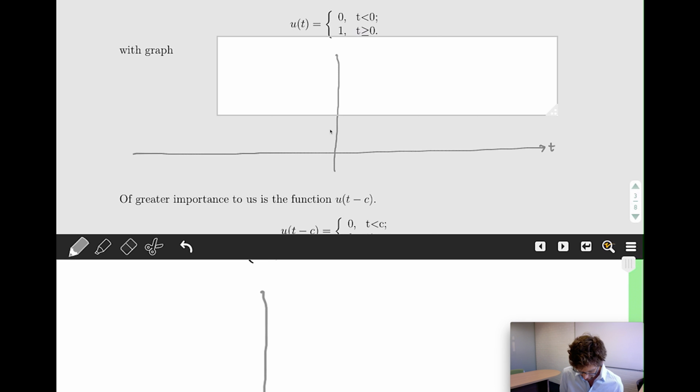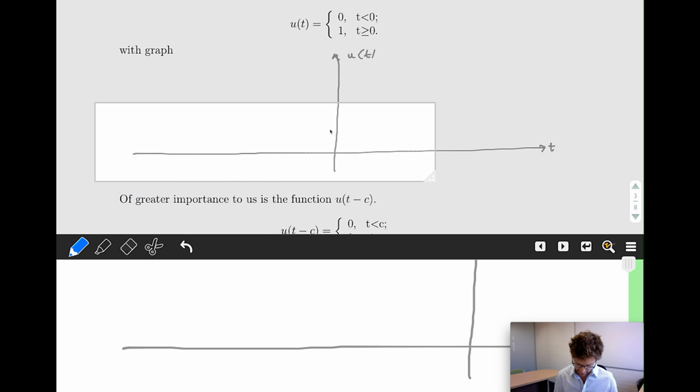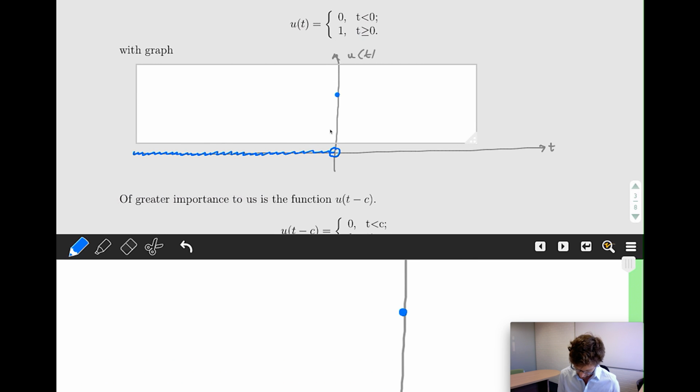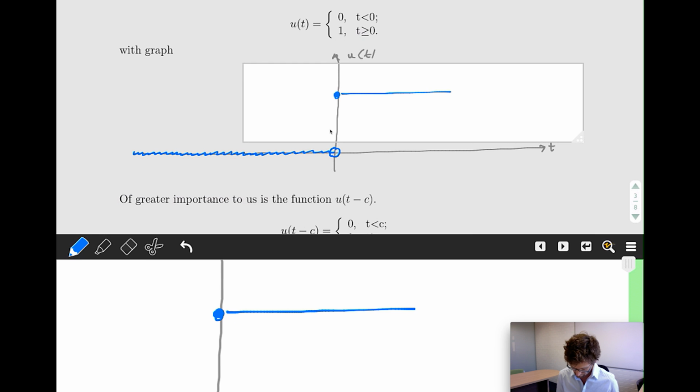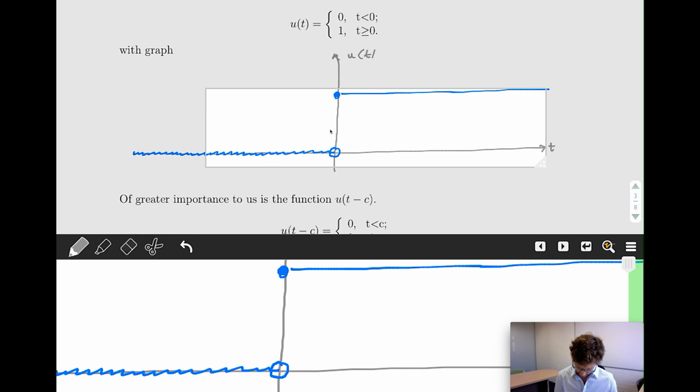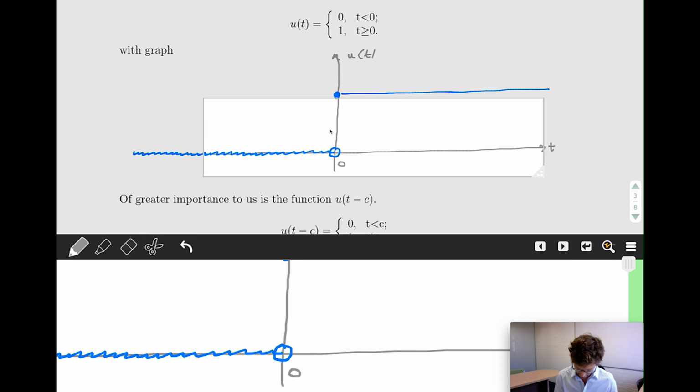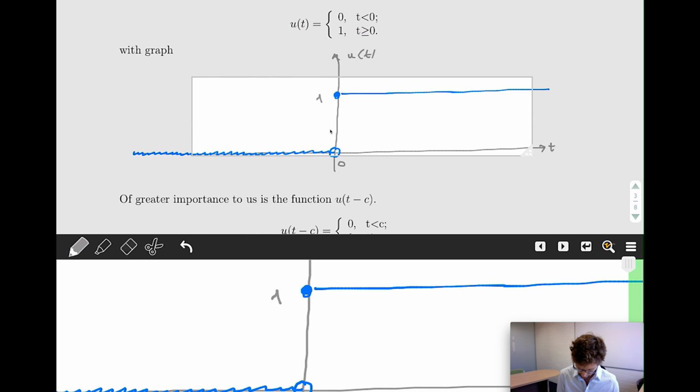So here's my t-axis and my u of t. Once again, u of t is defined to be 0 when t is a negative number. So I'm just going to indicate that with a squiggly line along the axis so I can clearly see it. I'm not including the value at t equal to 0, and then I'm going to jump right up to 1. So I'm putting a closed circle to indicate that I'm including that point, and then I continue on for all positive values of t. Let's put in our axis values. So this is t equal to 0, and this is the point u equal to 1.